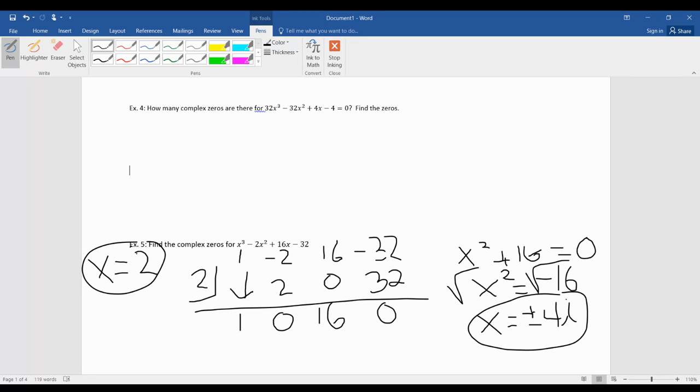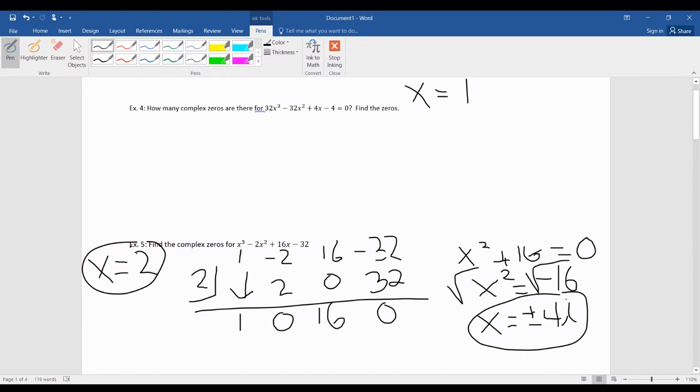Now, factors of 4 are part of our zeros. So we have 1, 2, or 4. But notice how the a term is 32. So it could be 1 over 32, 2 over 32, etc. Let's hope it's a whole number. The easiest way I think to find this would be to graph it. And when you graph it, you'll see that it crosses the x-axis at 1. So one of our first solutions is x equals 1.